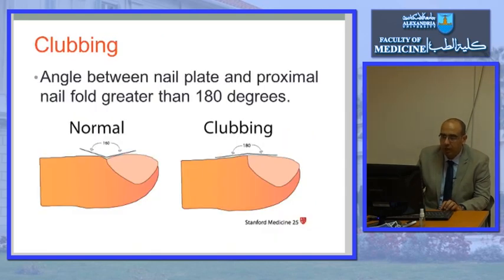Clubbing. What is clubbing? Normally, the angle between the nail bed, the nail plate, and the proximal nail fold is less than 160. Here, there is an angle. But if there is loss of that angle, or if the angle is more than 180 degrees, or obliteration of the nail bed, this is called clubbing. Clubbing is obliteration of the nail bed and loss of that angle.